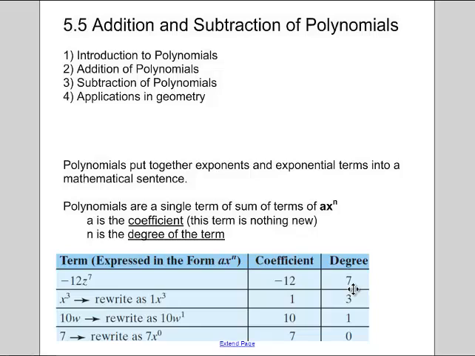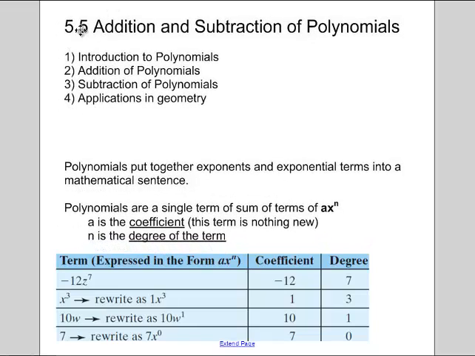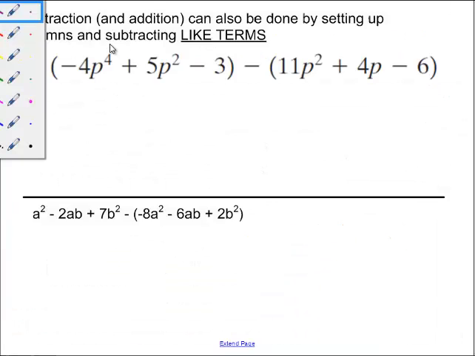So this is going to be our description today of Introduction to Polynomials. It's 5.5, let's say A. We're going to talk about polynomials. Later on, we're going to talk about addition of polynomials, and then subtraction of polynomials, and then maybe some applications in geometry. But for sure, we're going to talk today about the introduction of polynomials. That's today's section.